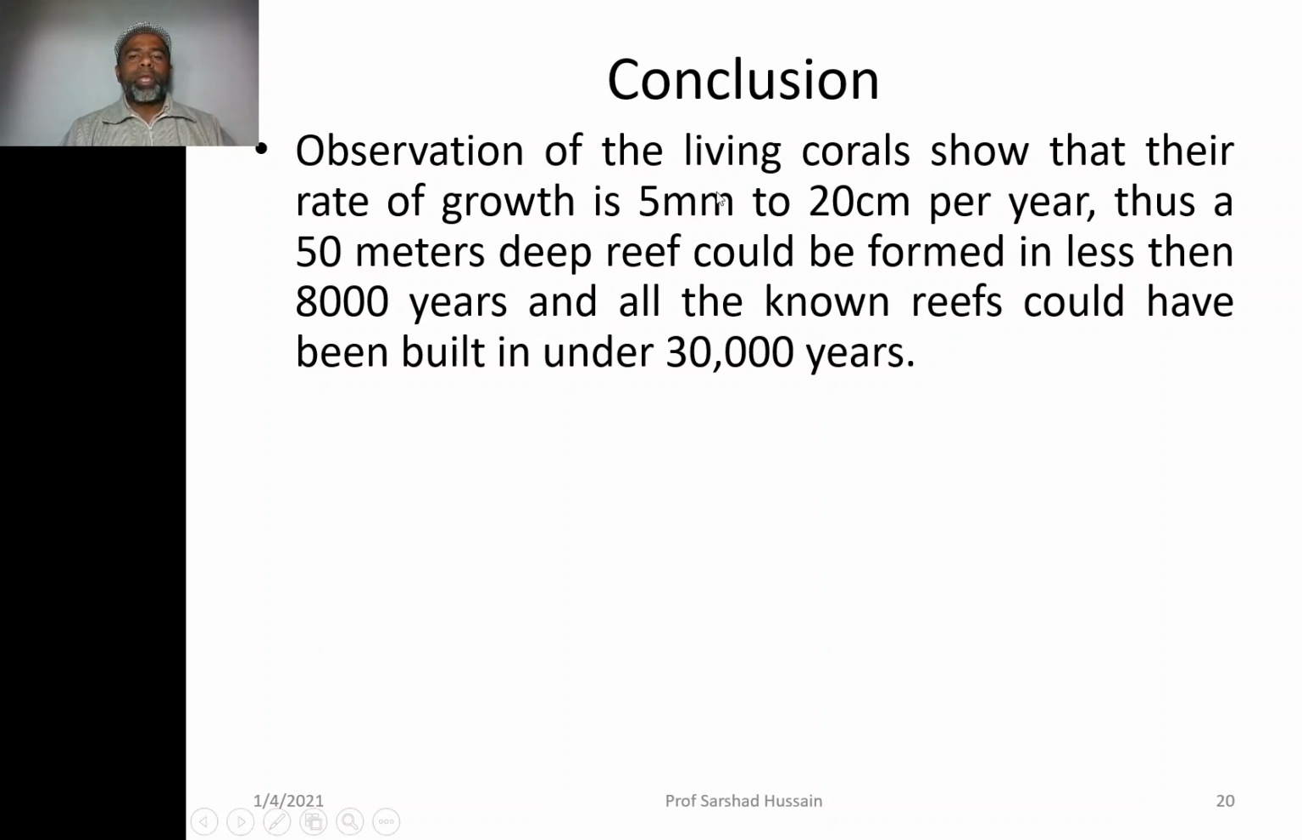So there is a rate at which the corals grow, 5 mm to 20 centimeter per year. Thus, a 50 meter deep reef could be formed in not less than 8,000 years. So you can imagine, if you are finding a coral reef 50 meters deep, it means 8,000 years have gone into building it. And all the known reefs that we have discussed and seen across the globe were built 30,000 years ago. They started building 30,000 years ago, or you can say they are 30,000 years old.